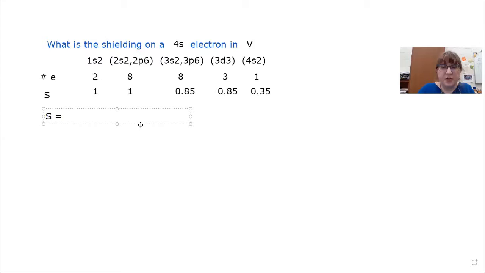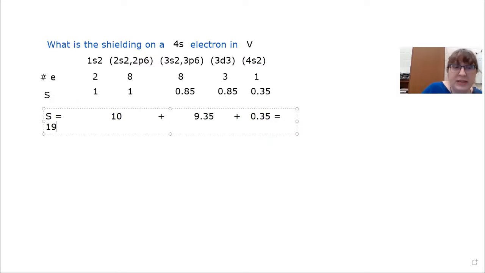All right, so for these first 2 groups, we have a value of 10 for the shielding. Then for the next 2 groups, we have 11 times the 0.85, and that's going to give us 9.35 for our shielding. And then we're finally going to have 0.35. I'm going to put a plus in here as well. So when we add all of that up, we get 19.7.